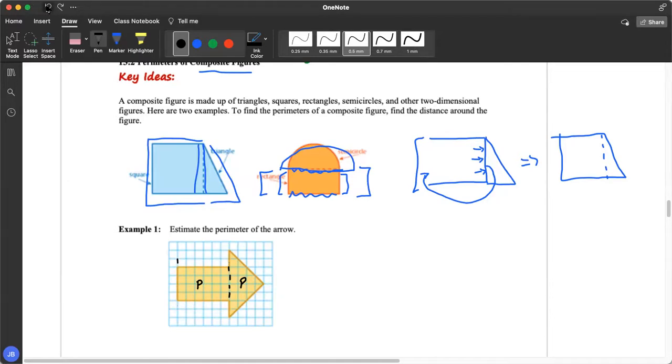So now we'll have to do the perimeter of this side, the perimeter of this side, the perimeter of this side. Then we can do the perimeter of the whole triangle, and we'll subtract this length here. Does that make sense for everybody?